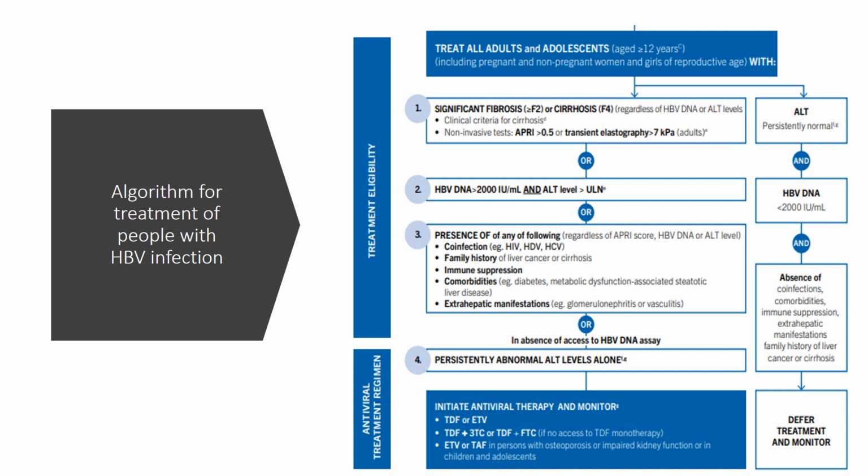Presence of co-infection such as HIV, hepatitis D or hepatitis C, family history of liver cancer or cirrhosis, immune suppression such as long-term steroids, solid organ or stem cell transplant, comorbidities such as diabetes or metabolic dysfunction associated steatotic liver disease, or extrahepatic manifestations such as glomerulonephritis or vasculitis regardless of the APRI score or HBV DNA or ALT levels.